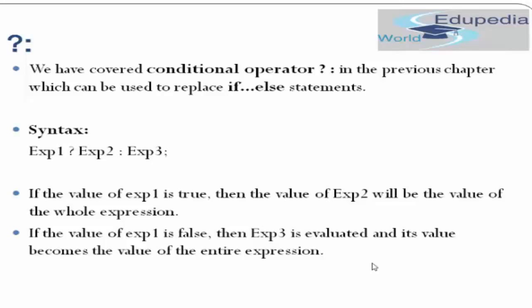If the value of expression 1 is true, then the value of expression 2 will be the value of the whole expression. If the value of expression 1 is false, then expression 3 is evaluated and its value becomes the value of the entire expression. So I hope that's clear. Since we have already used the ternary operator, I'm not stressing again on that.